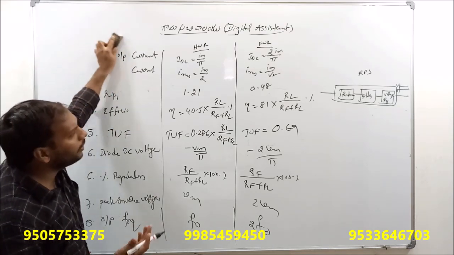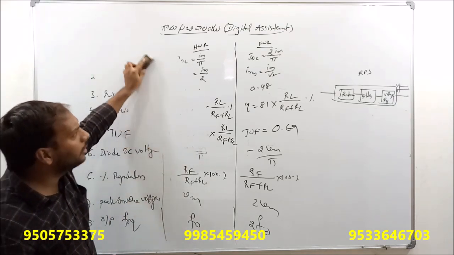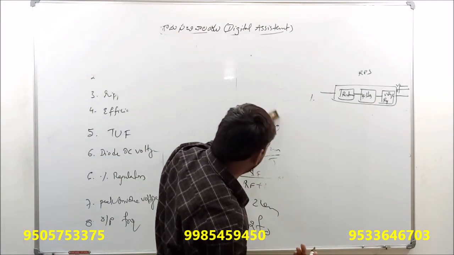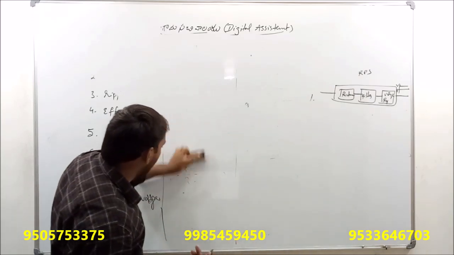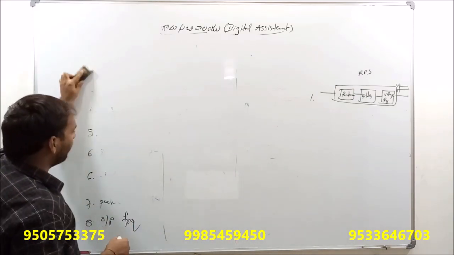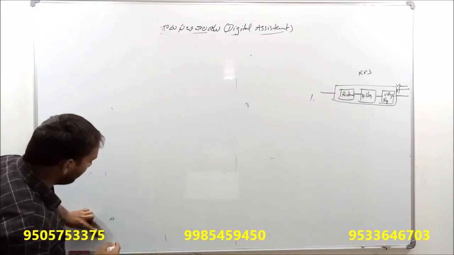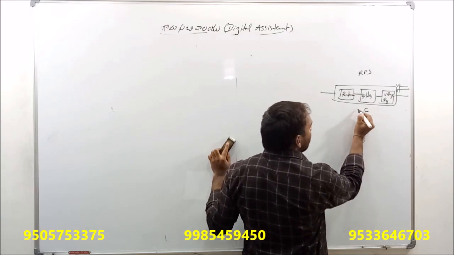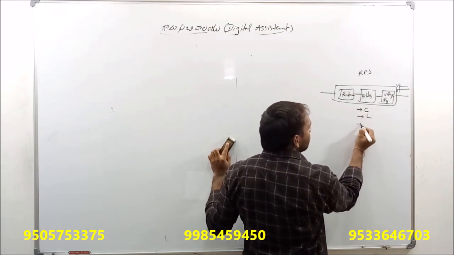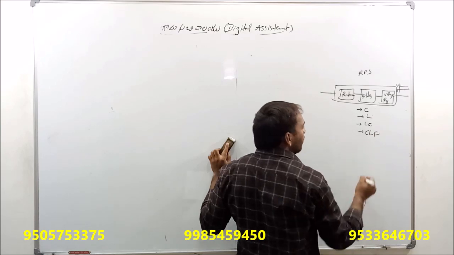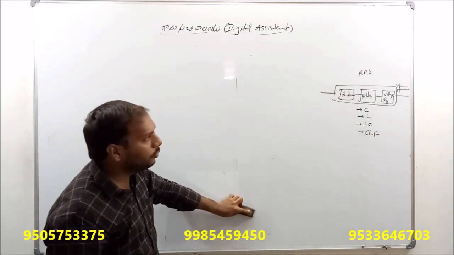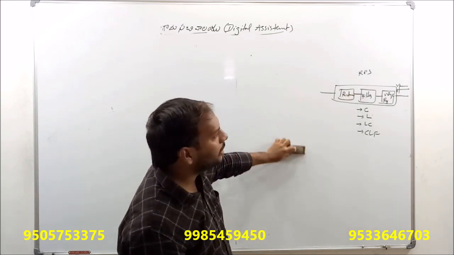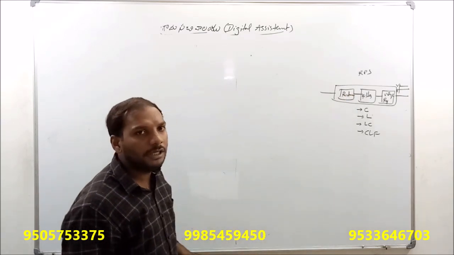However, without a filter you will have a large amount of ripples. With a filter you will have fewer ripples. Try to understand this concept. The first block is the rectifier, followed by the filter. How many different types of filters are there actually? Different types of filters you can use: C filter, L filter, LC filter, CLC filter. These are the different types of filters you can use along with the rectifier for reducing the amount of ripples in the signal.